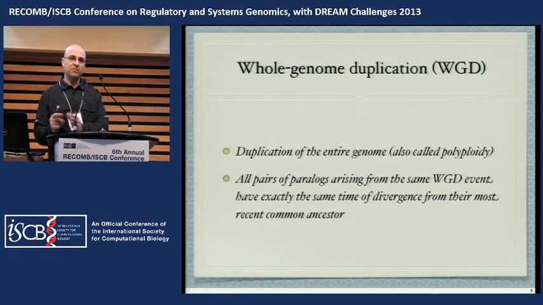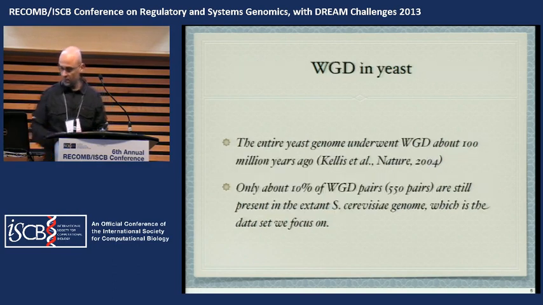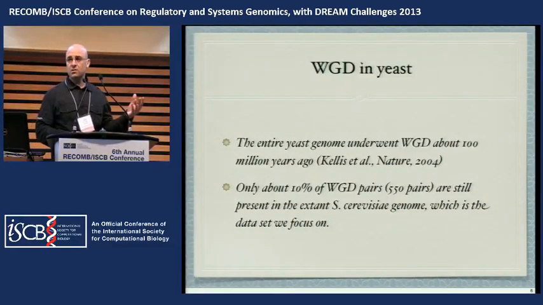So if I look at every pair of paralogs that originated at the whole genome duplication, they all go back about 100 million years ago. Okay? So we can rule out the divergence time as a factor that's affecting how things are changing at the network, and we can focus on other things. So in yeast, it is known that the genome had undergone whole genome duplication about 100 million years ago.